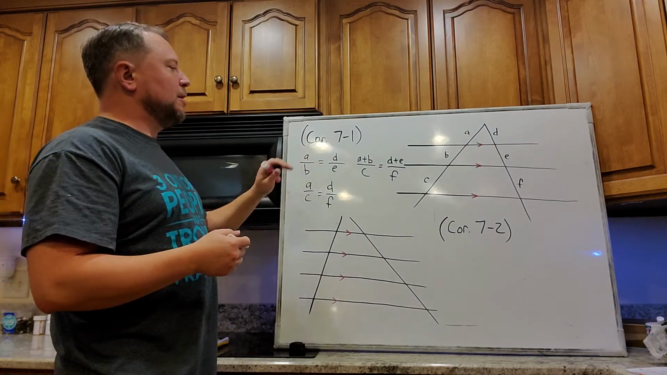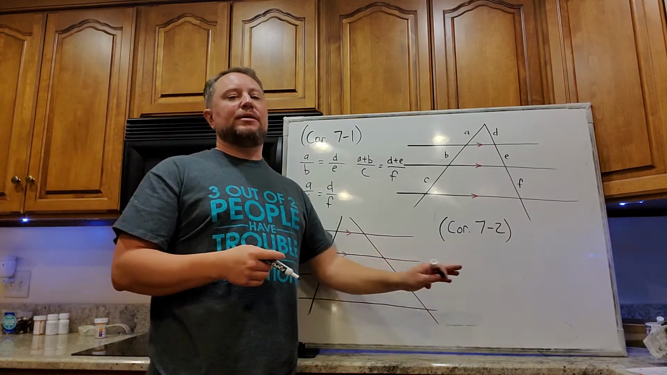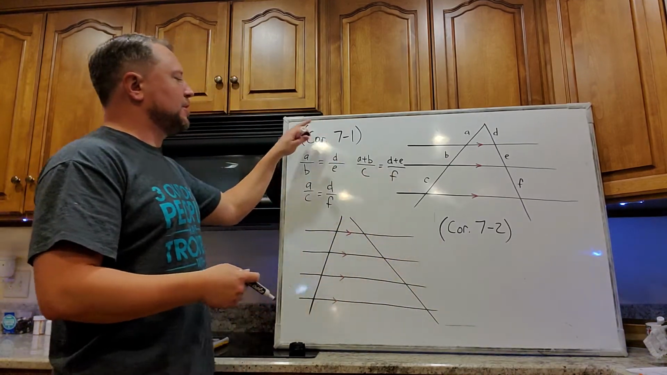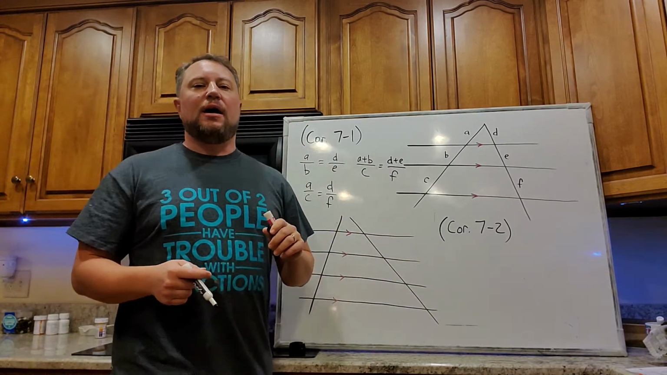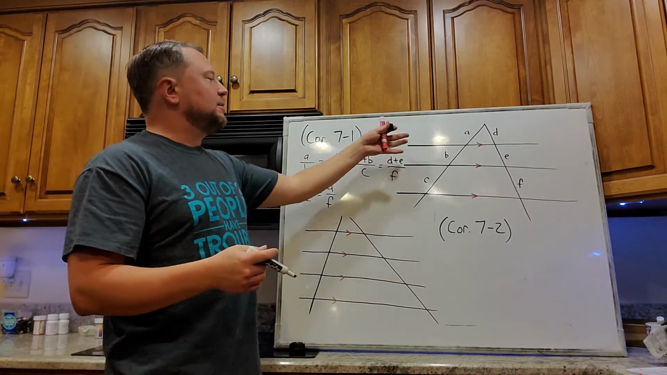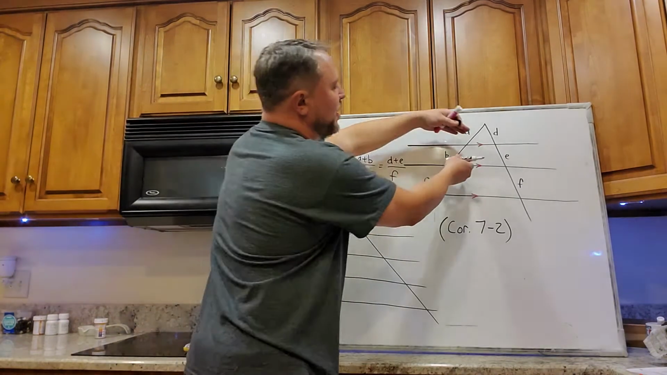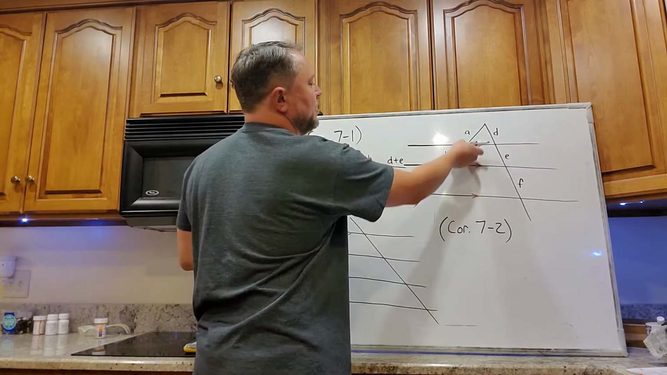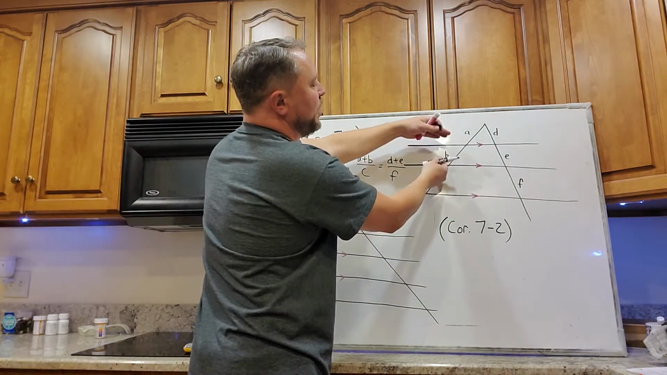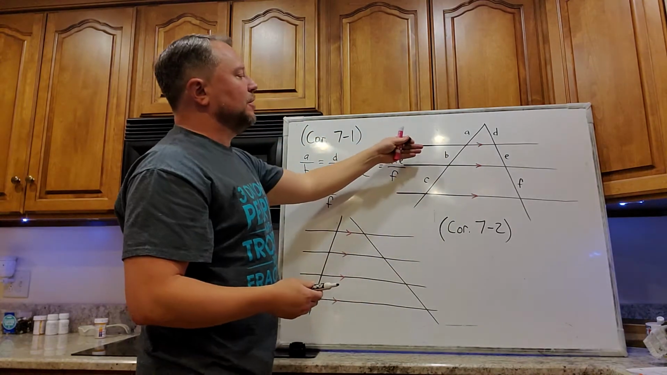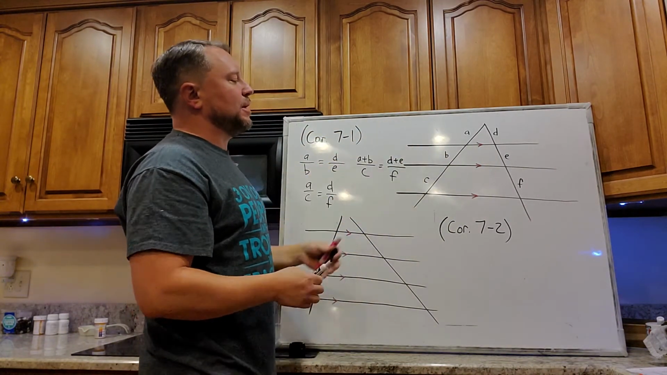All right, so that's corollary 7.1. There's also a corollary 7.2, which is like a cousin of the cousin, you might say. What it does is it takes this last corollary 7.1, but this time the parallel lines that I made here, here, and here, this time we're going to space them out evenly.